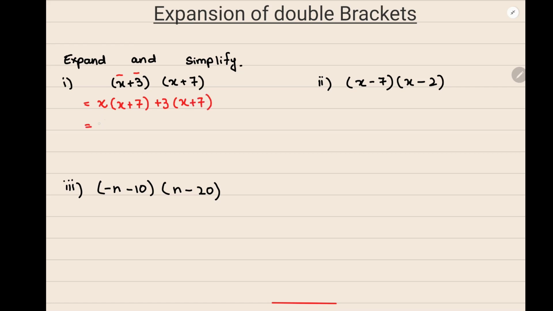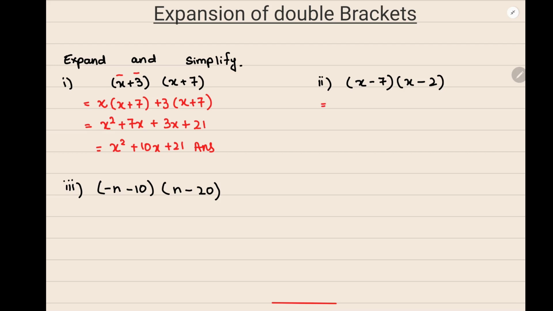Now I will multiply it according to the previous rule. Plus x into plus x is x squared, then plus 7x, plus 3x, and plus 3 sevens are 21. So it would be x squared plus 10x plus 21. This will be our answer.